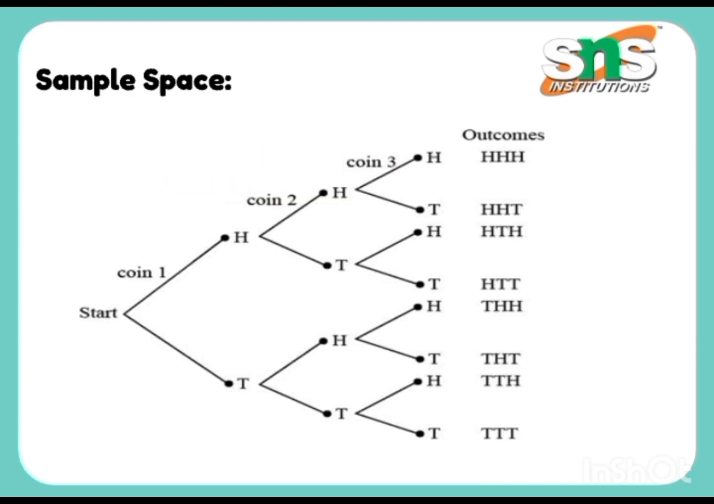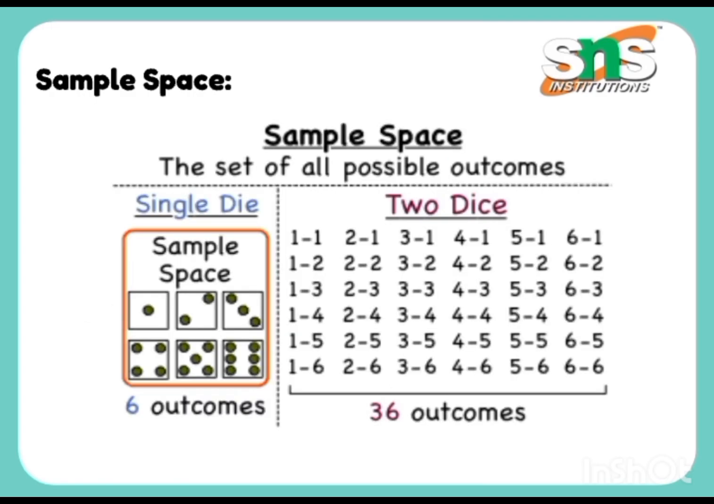Suppose the sample space for tossing 1 coin, coin number 1, is given here: head and tail. Coin number 2 will be head and tail again. Coin number 3 will be head head head, head head tail, head tail head, and so on. So the combination goes like this. This is how you determine the sample space when you toss 3 coins. These are the possible outcomes. Earlier I have shown this slide.